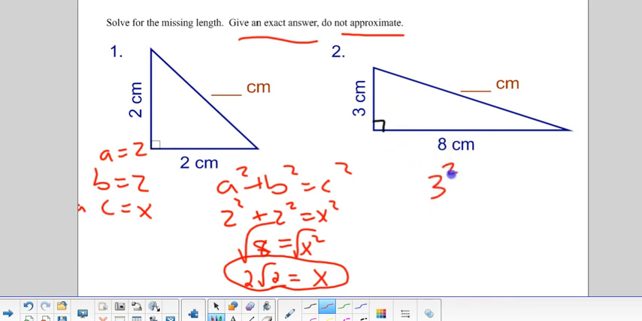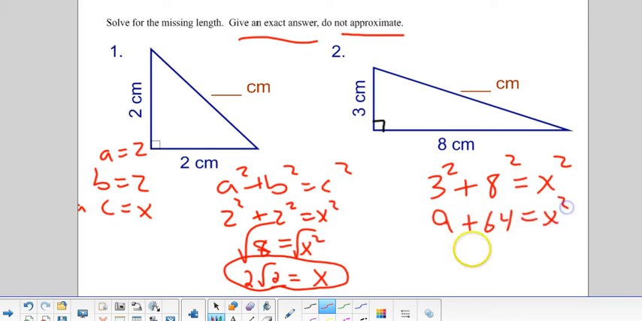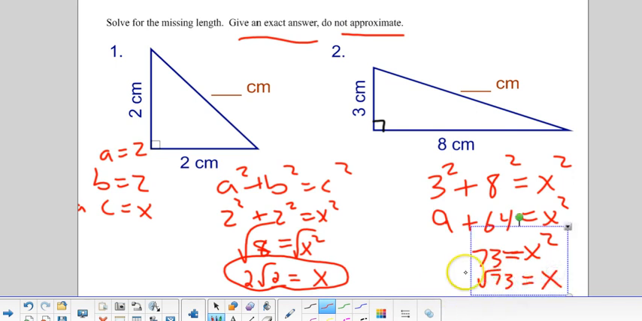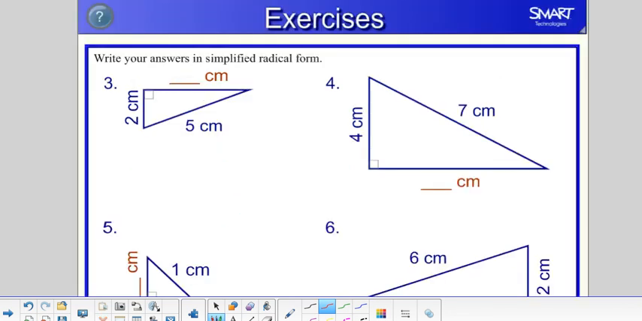For this one, we've got A is 3, B is 8, C is X. So we've got 3 squared plus 8 squared equals X squared. So 9 plus 64, 73 is X squared. X is going to be root 73. Again, plus or minus, but the minus doesn't make any sense here. And 73 can't be simplified, so that would be my exact answer.